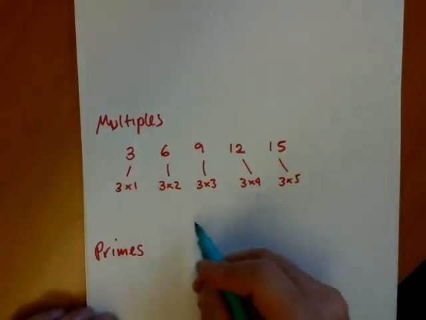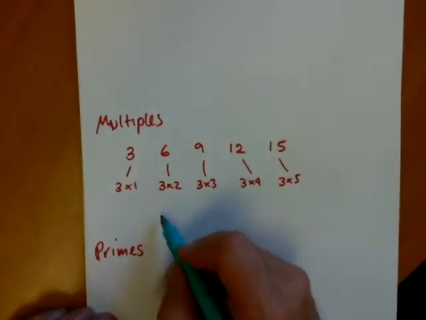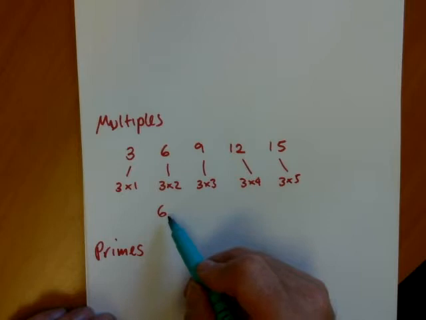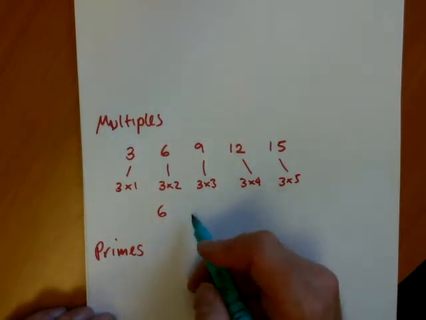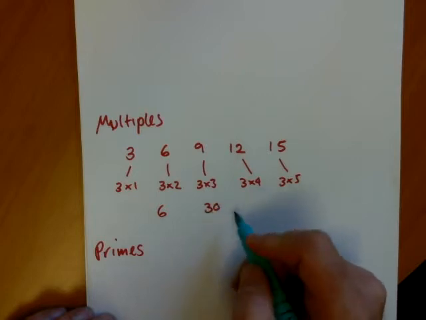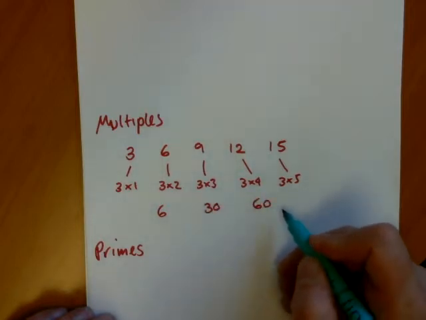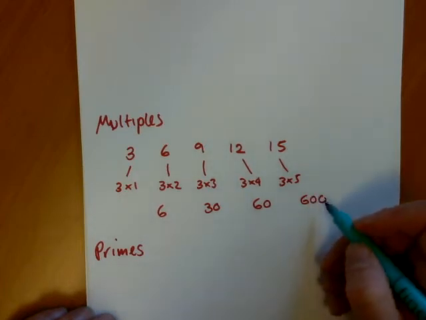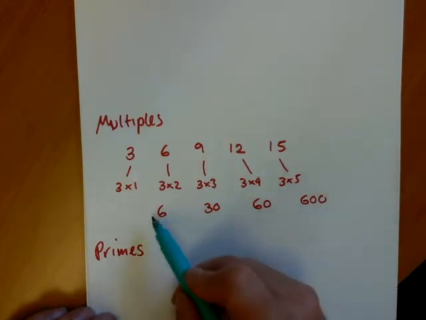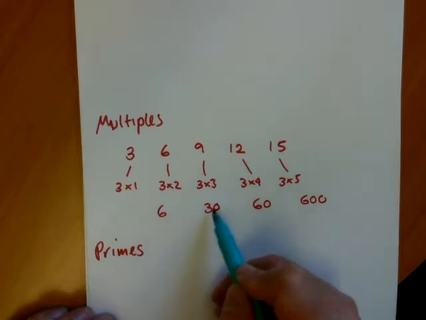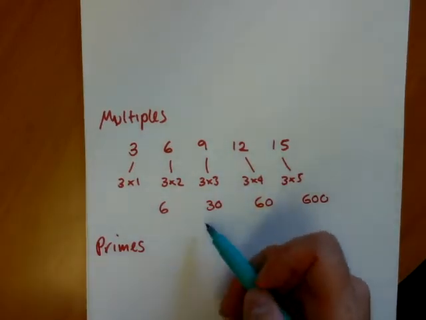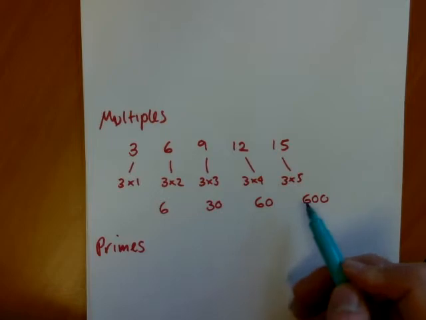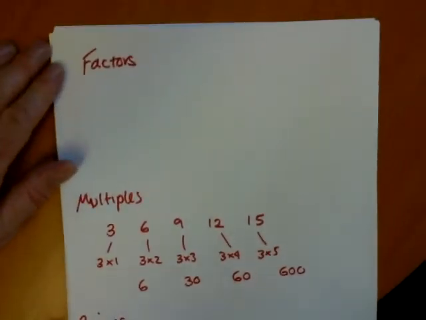So if I said give me some multiples of 6, anything that is a multiple, you multiply by 6 and you have a multiple of 6. So 5 sixes is a multiple of 6, 10 sixes is a multiple of 6, 100 sixes is a multiple of 6. So if you have a multiple of 6, 6 will also divide exactly into it. So 6 will be a factor of a multiple of 6. So that brings me on to factors.